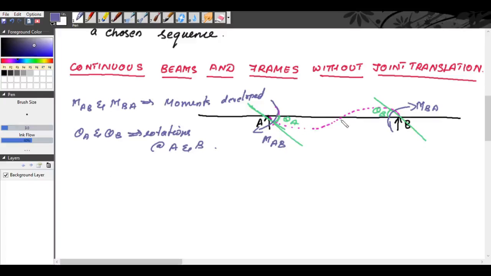Now, for this case, the slope deflection equation can be written as, we know the slope deflection equation is MAB. For the moment developed at A, MAB is equal to the fixed end moment at A for the span AB, that is MFAB, plus 2EI by L into (2 theta A plus theta B).